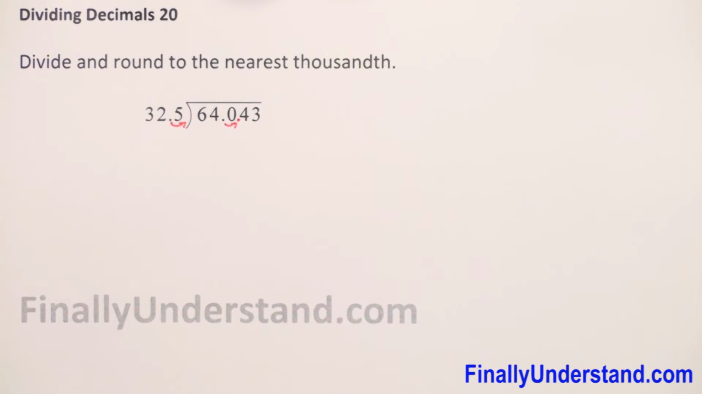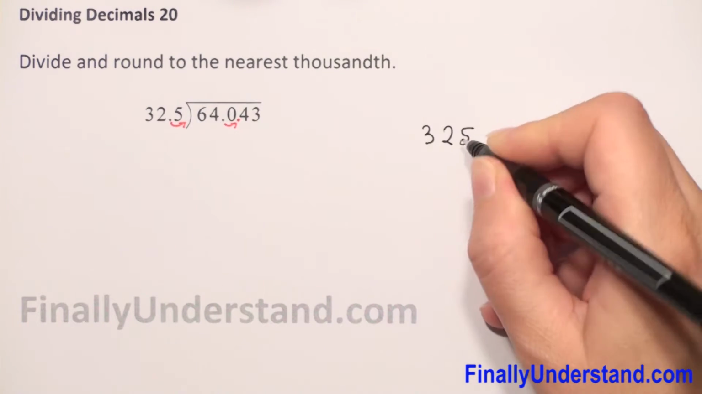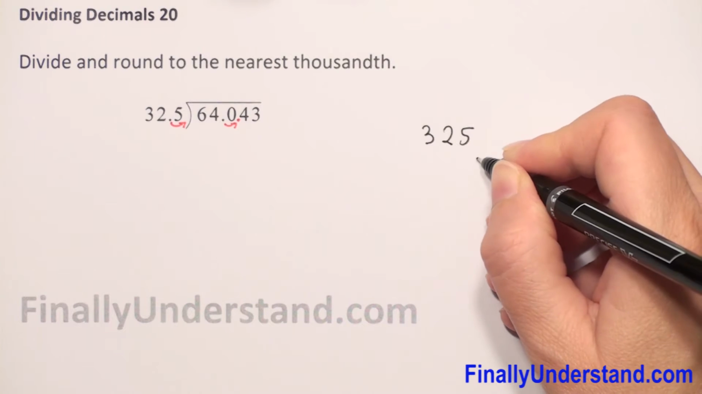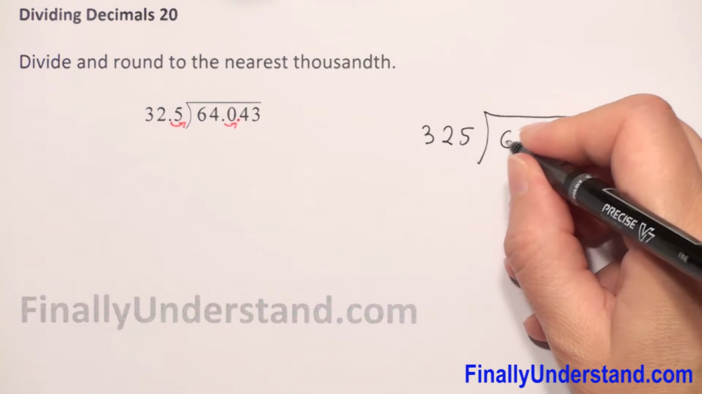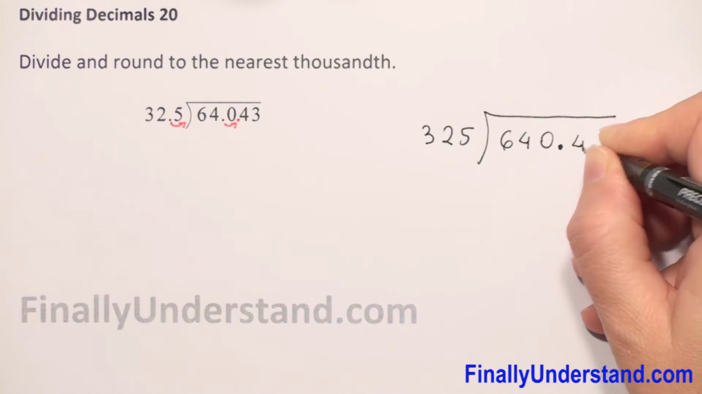So let me rewrite now our long division. We have 3, 2, 5. In our divisor, we don't need the decimal point. And we have 6, 4, 0, decimal point, 4, 3.